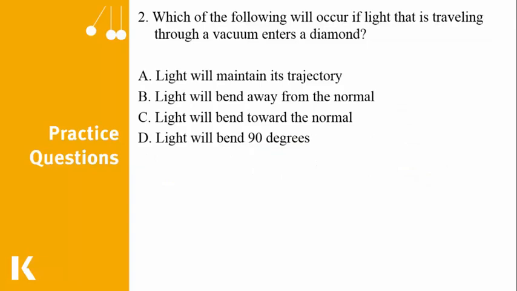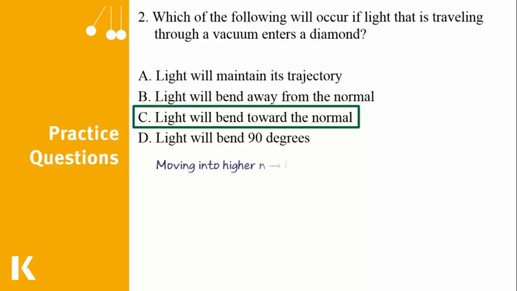Question 2 asks us, what will happen to light that travels from a vacuum into a diamond? Take a second and pick an answer. The answer is C, because the index of refraction of a vacuum is less than the index of refraction of a diamond. When light travels from a low n to a high n, the light bends towards the normal.